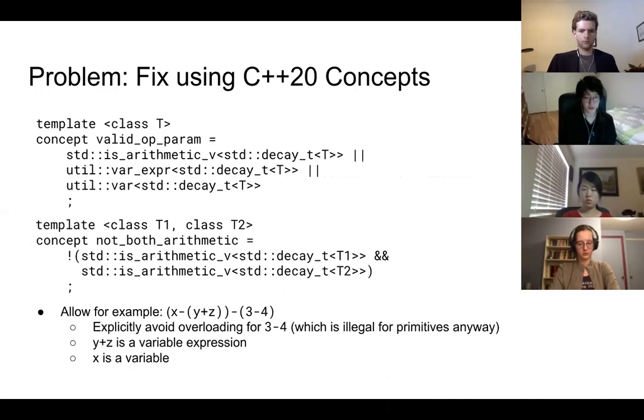For completeness, we show the concepts for valid opparam and not both arithmetic. We define valid opparam as either an arithmetic, or a variable expression, or a variable. Var expr and var are two concepts that we also defined in a separate file. The motivation for these definitions is that we wanted to compile expressions such as x minus y plus z, the whole thing minus 3 minus 4. Just to be extra safe, we wanted to avoid overloading for two types when they are both arithmetic, because that is illegal by the C++ standard. And in general, when we work with operator minus, you will have on the left-hand side or the right-hand side variable expressions such as y plus z, or it could simply be a variable such as x.